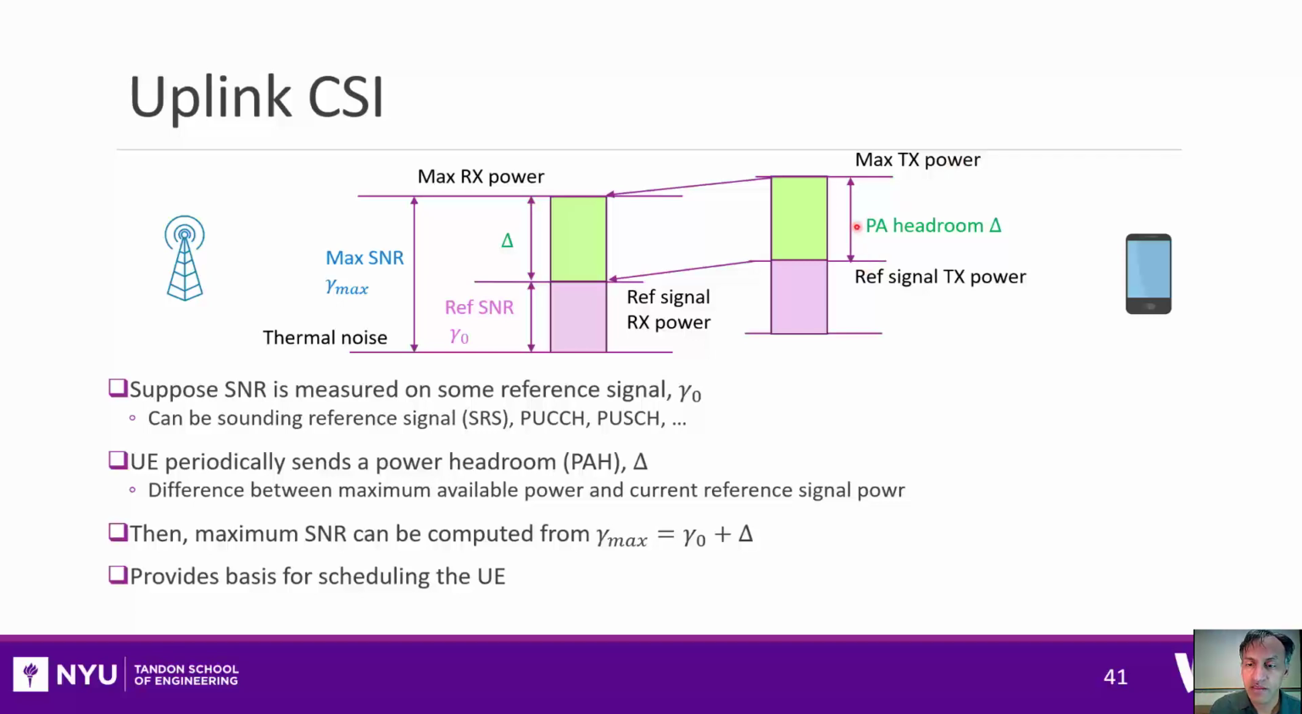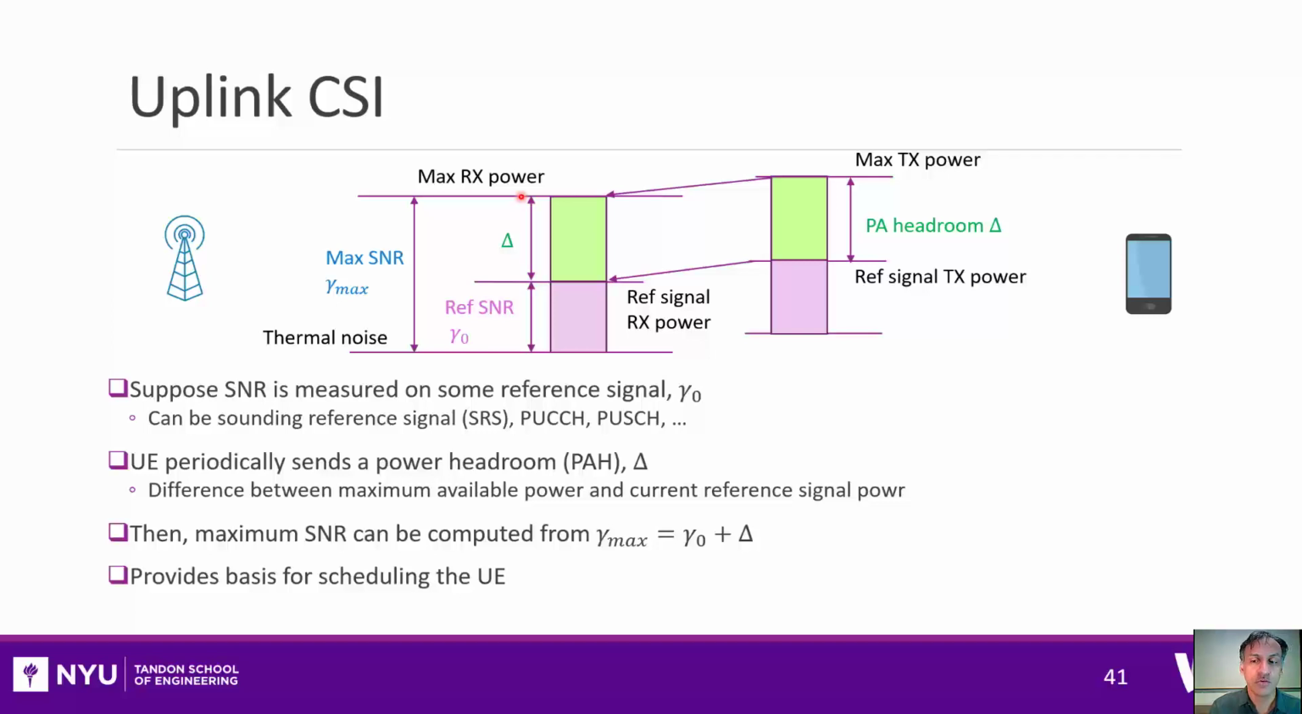Now, based on this, the base station could say, oh, I get it. You're coming in here, but if you transmitted at your maximum power, you would come in at delta. I know the SNR that your reference signal is currently coming in at, so if I add delta to that, I could compute the theoretical maximum SNR that the UE would come in at if it transmitted all of its power. And that it can use as the basis for scheduling.